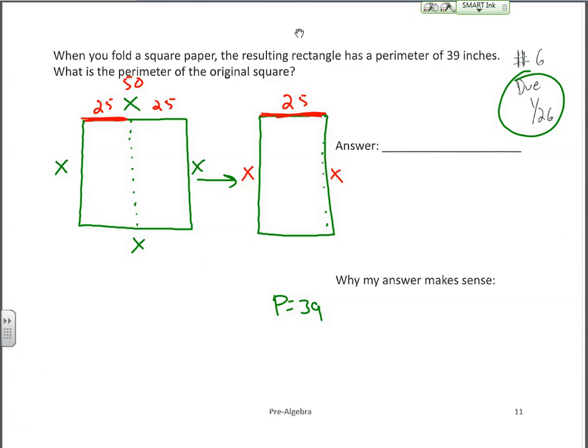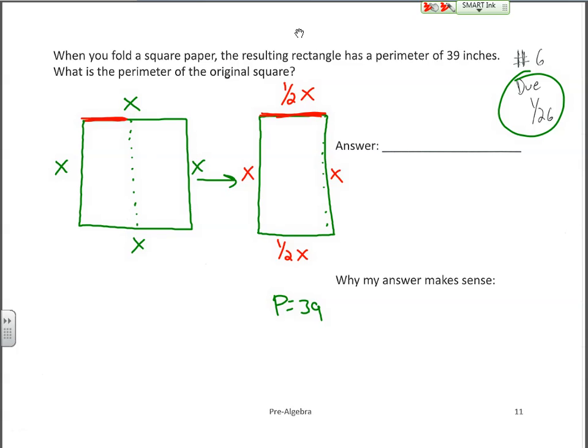But since we don't have any numbers, we have to deal with x. And so if we start with a whole side length of x and fold it in half, the resulting side length is going to be half of x. And the same is going to be true for the bottom side, because in a rectangle, those opposite sides are congruent. So we have values for all 4 sides of that rectangle. We know what the perimeter is. It's 39. I'll let you finish it out.